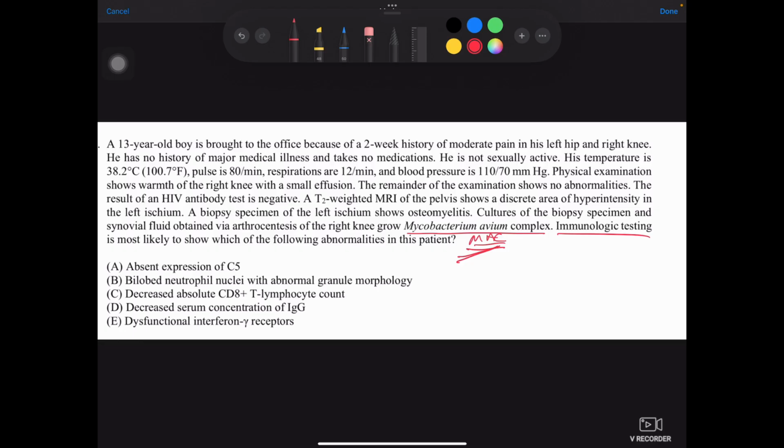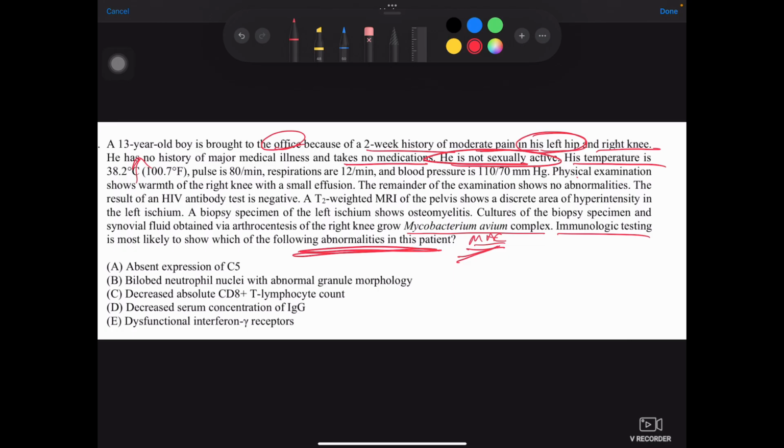Immunologic testing is most likely to show which of the following abnormalities in this patient? A 13-year-old boy is brought to the office because of a 2-week history of moderate pain in his left hip and right knee. He has no major medical illness and takes no medication. He's not sexually active. Temperature is high, pulse normal, respiration, blood pressure.